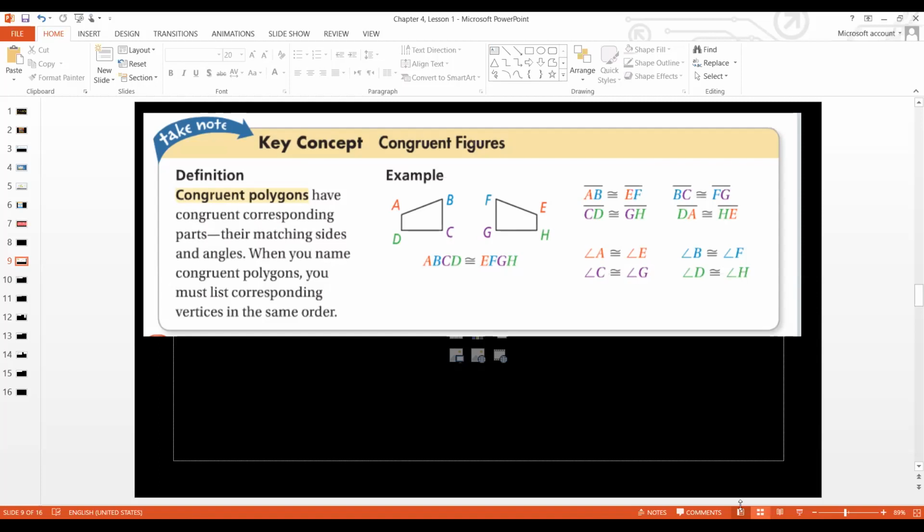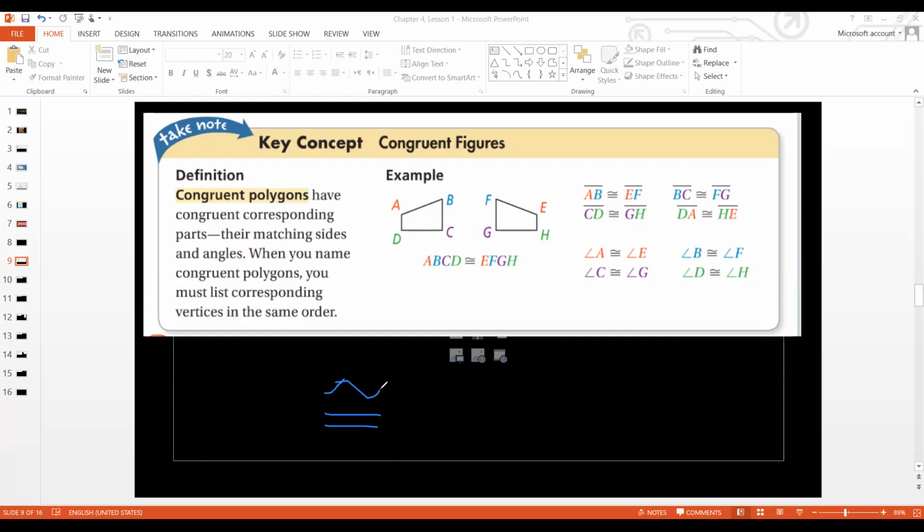And we said also that if I have this sign, it means congruent. This sign means that, as an example, the segment AB is congruent to the segment PQ.